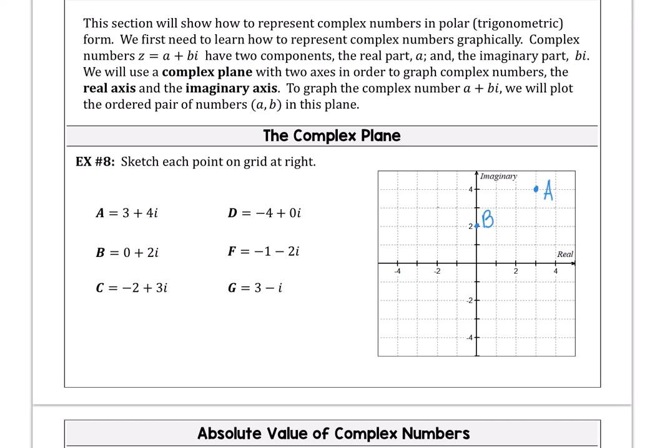-2, 3i would be right here in quadrant 2. -4 and 0i is sitting on our real number axis. -1, -2i is down here in quadrant 3. And then 3, -1i is down here in quadrant 4.